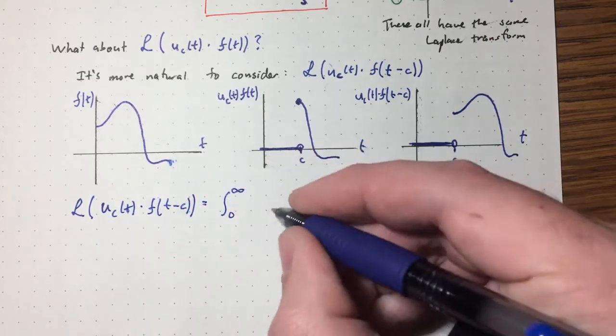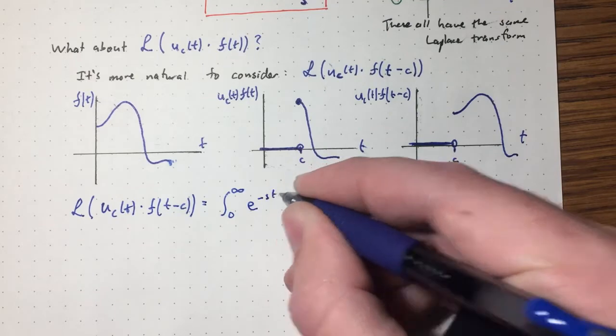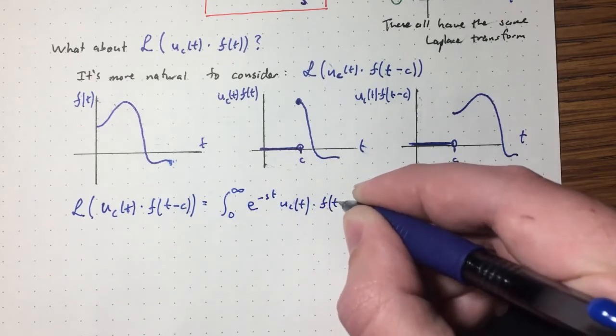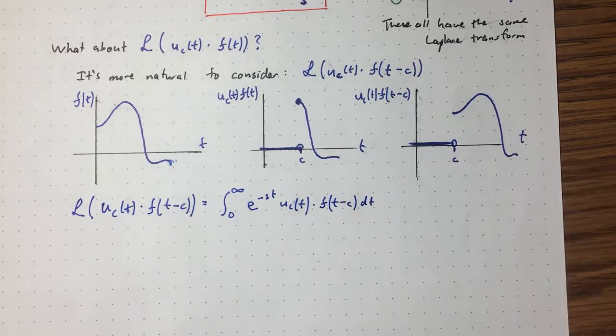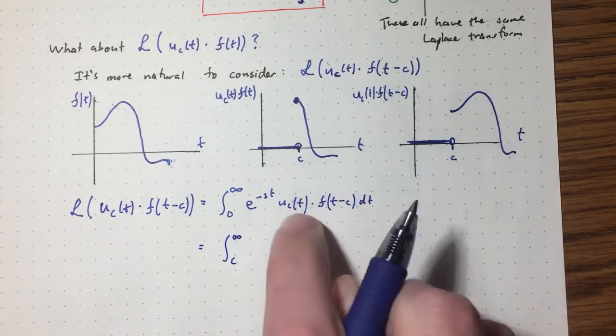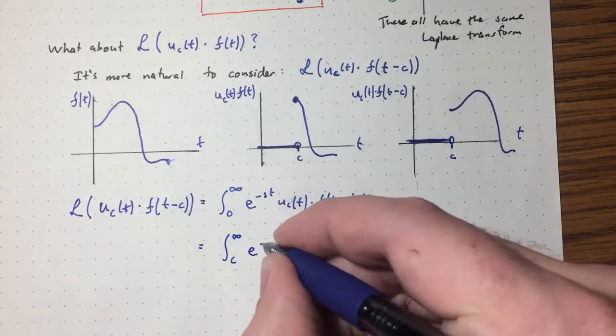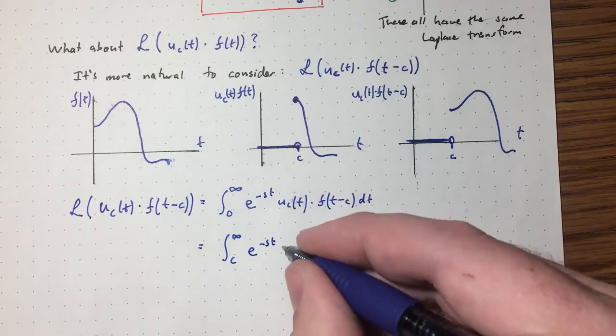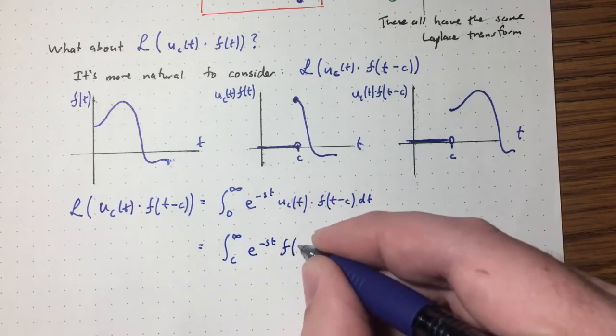Just by definition, that's the integral of e to the minus st times UC of t times f of t minus c dt, which is the integral from c to infinity, right? I can start at c using the same trick as above. And now UC of t is just the function 1, so it's just e to the minus st times f of t minus c.